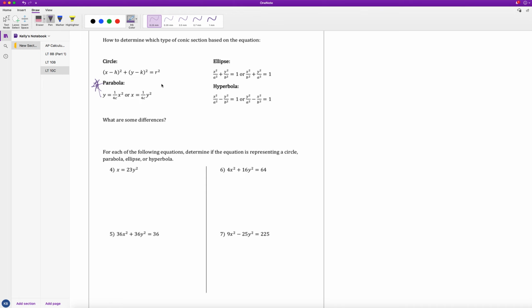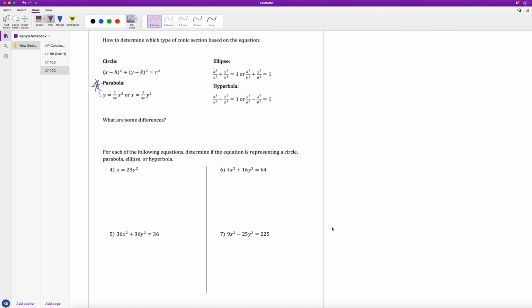When it's not in standard form, that's when it gets a little trickier, and we want to divide through and try to make it look like an ellipse or hyperbola and see if that will work. The difference I notice between an ellipse and hyperbola is the plus sign on an ellipse and the minus sign on a hyperbola. Let's put this into action now.